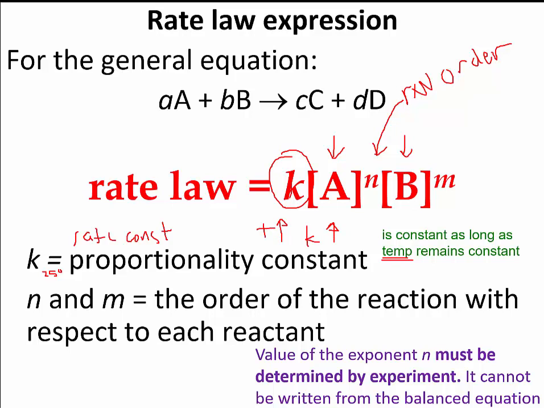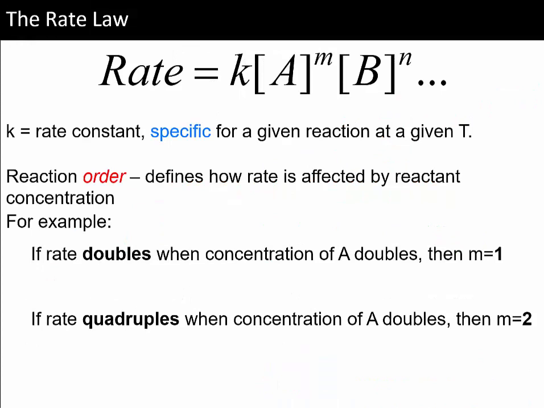But n and m are what's called the order of the reaction with respect to each reactant. And the value of n and m have to be determined by experiment. You can't just look at the balanced chemical equation. So these are not stoichiometric coefficients. They're not the stoichiometric coefficients from the balanced chemical equation. So the rate constant K is specific for a given reaction at a given temperature. The reaction order defines how the rate is affected by the reactant concentration.